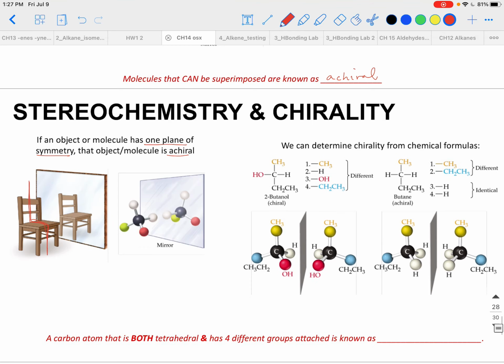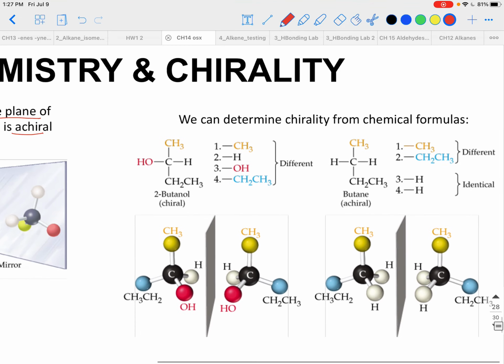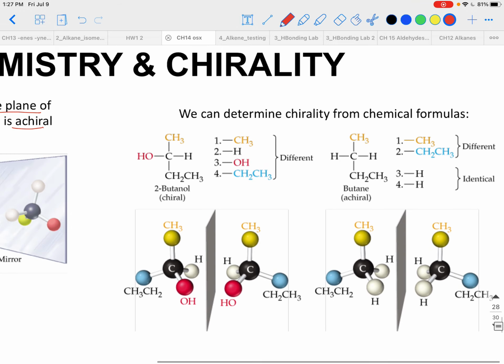I want to look over here at butane and 2-butanol. 2-butanol indicates we have an alcohol here, so here's our alcohol functional group. And butanol indicates we have 4 carbons: 1, 2, 3, 4. And it's 2-butanol because we see that the OH group is branched off of carbon 2.